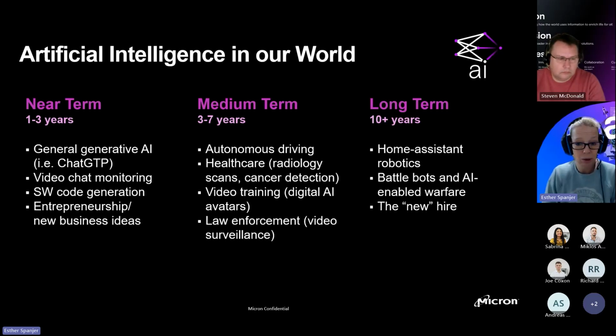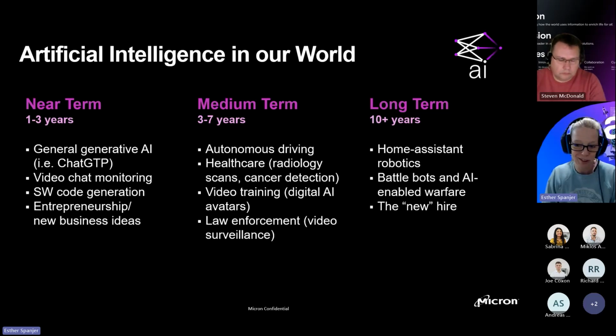Video training, we can create digital avatars that will guide us through different videos. Of course, that's a great example. And then law enforcement, when you're looking at video surveillance and creating all sorts of AI engines based upon that video surveillance. So some medium term, long term, you can think about home assistant robotics, even battle bots and AI enabled warfare. How can AI predict where the enemy will strike next, etc.